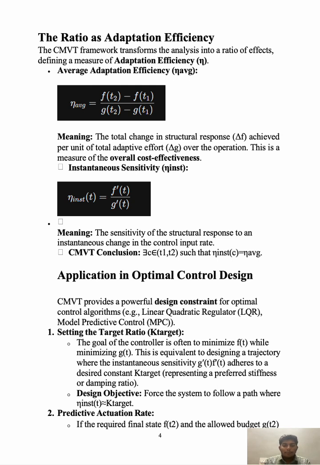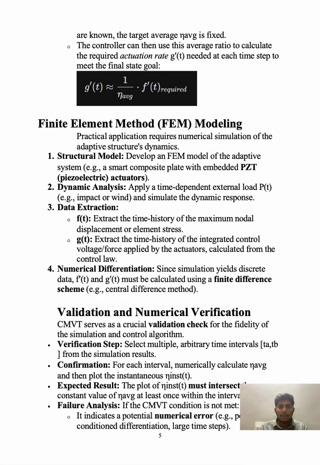Design objective: force the system to follow n_inst(t) = k_target. Predictive equation: if a required final state f(t2) and the allowed unknown target n_average is fixed, the control can be used with the average ratio to calculate the required actuation rate g(t) needed at each time step to meet the final state goal. g'(t) = 1/n_average. g'(t) is required.